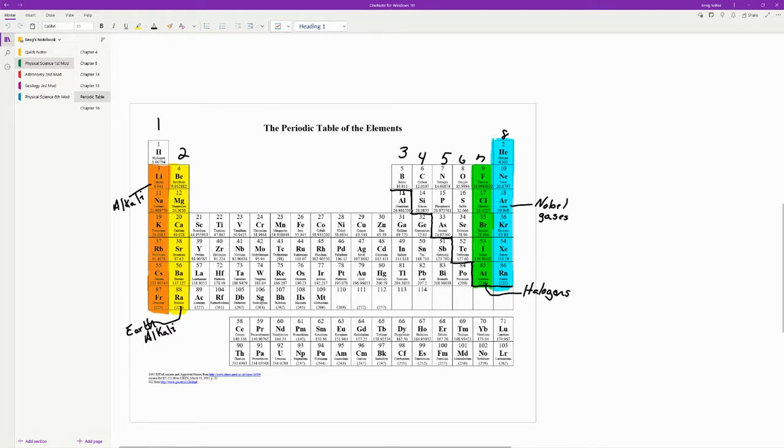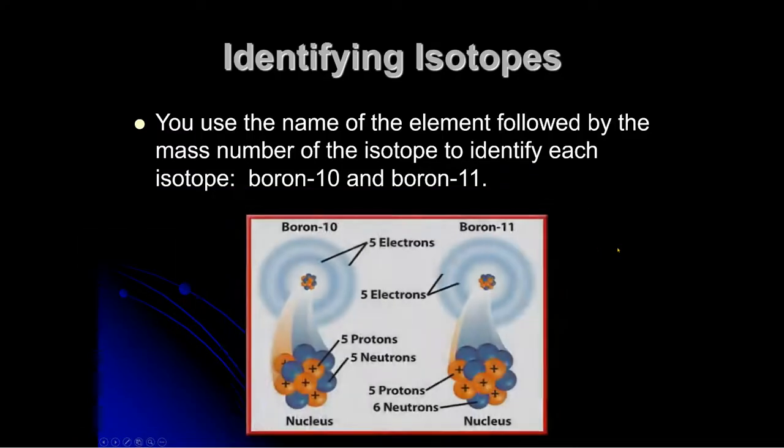If they had an equal number of isotopes out there, an equal number of boron 10 and boron 11, this would be 10.5, because 10.5 is in between 10 and 11. But in this case, there is more boron 11 out there. All right. Those are isotopes of each other.